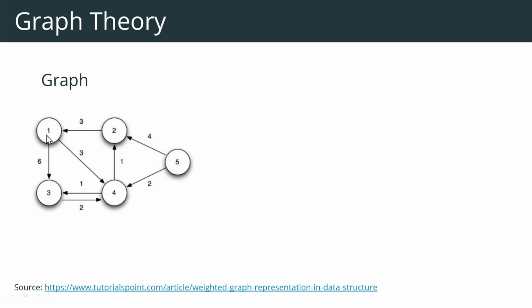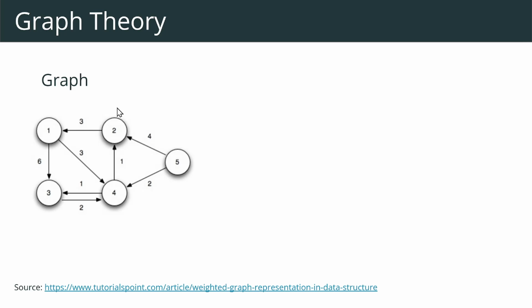All right, what is the optimal path? Is it going straight to 3? No, because the cost is 6. A better one is to go to 4 and then 3. All right, because the cost of going from here is going to be 4. All right, 3 plus 1.